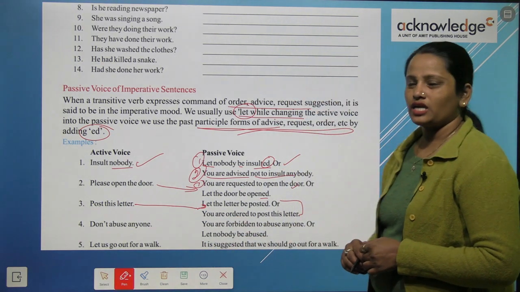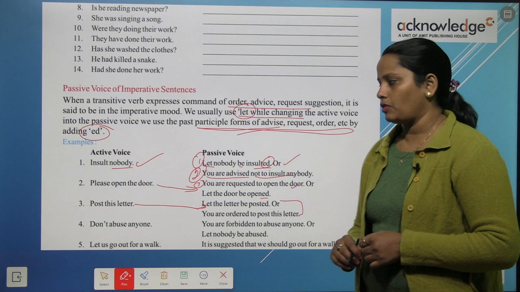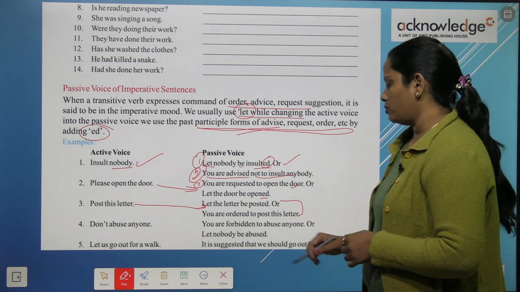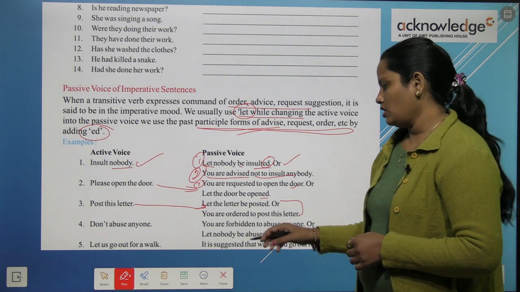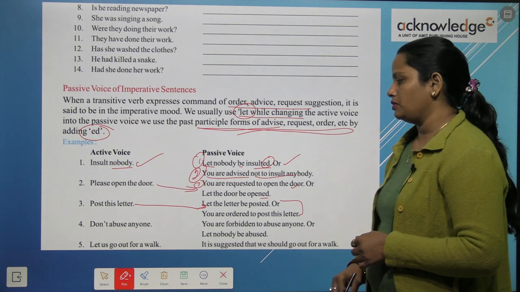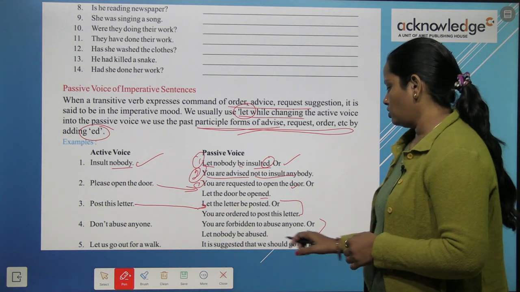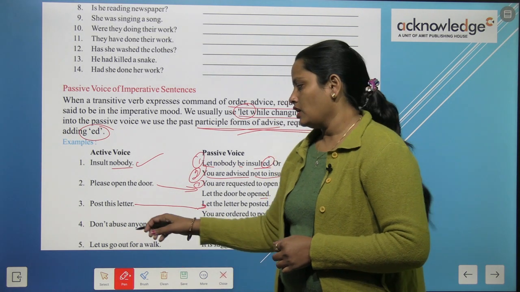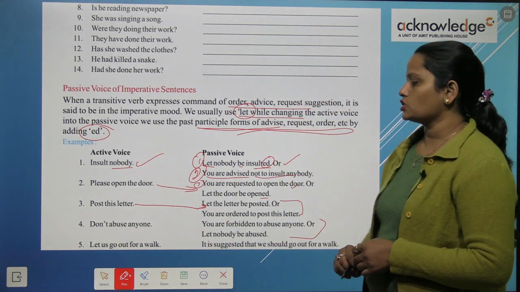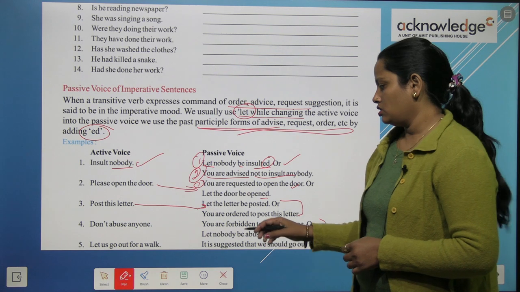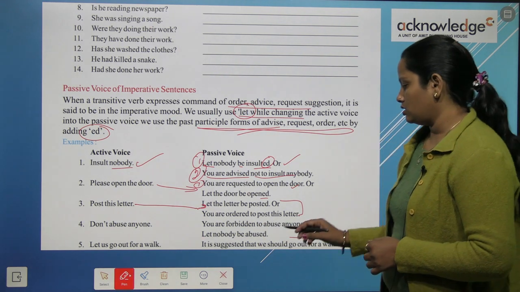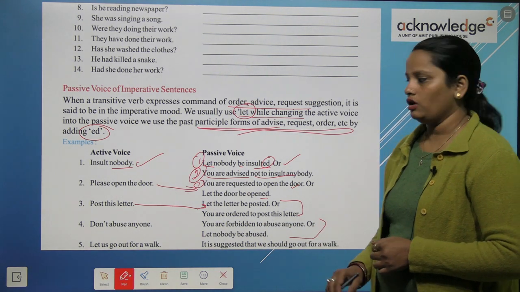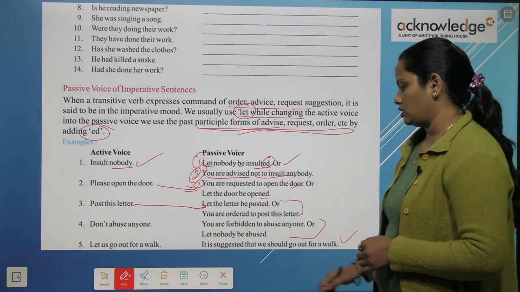Don't abuse anyone. Do not abuse anyone. So: You are forbidden to abuse anyone, and: Let nobody be abused. So these are the two forms in which we can change this. Now the fifth one is: Let us go out for a walk. It is suggested that we should go for a walk. Here you give a suggestion.